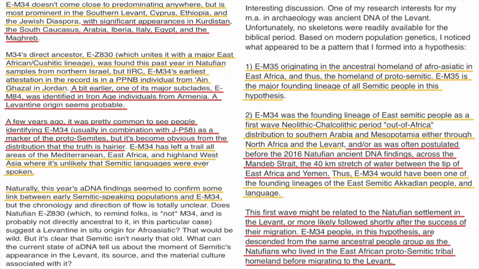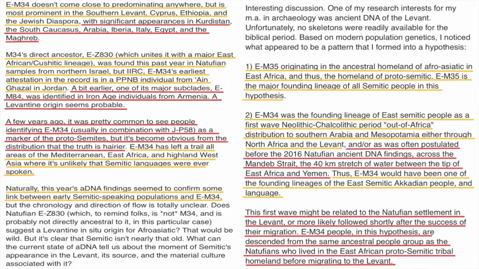And/or was often postulated before the 2016 Natufian ancient DNA findings across the Bab-el-Mandeb Strait, the 40-kilometer stretch of water between the tip of East Africa and Yemen.